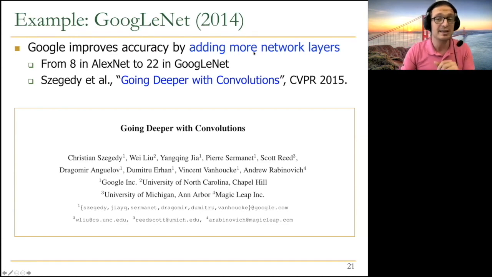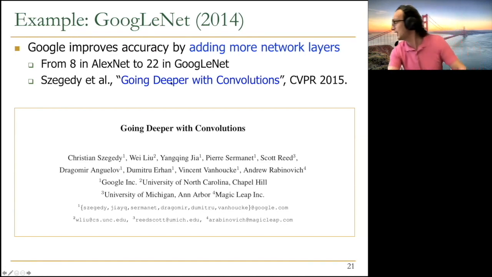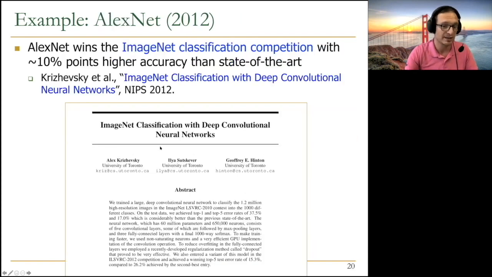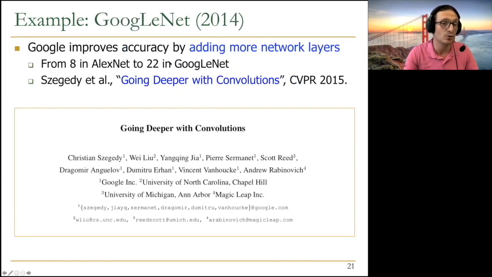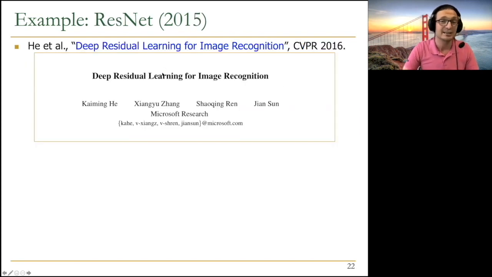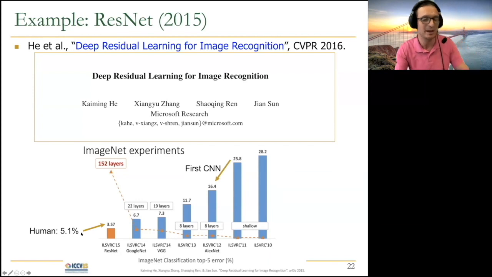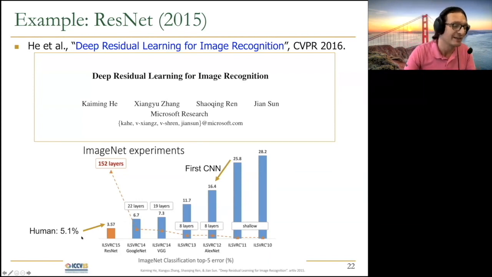Google introduced GoogleNet, where they showed that they could get even higher accuracy by adding more network layers and other optimizations. In AlexNet, the previous version over here, there were 8 layers, and Google increased it to 22. Later, ResNet, in 2015 or 2016, was able to reach better than human accuracy. The human error rate is supposed to be about 5% according to experiments, and the ResNet error rate was about 3.6%, as you can see.